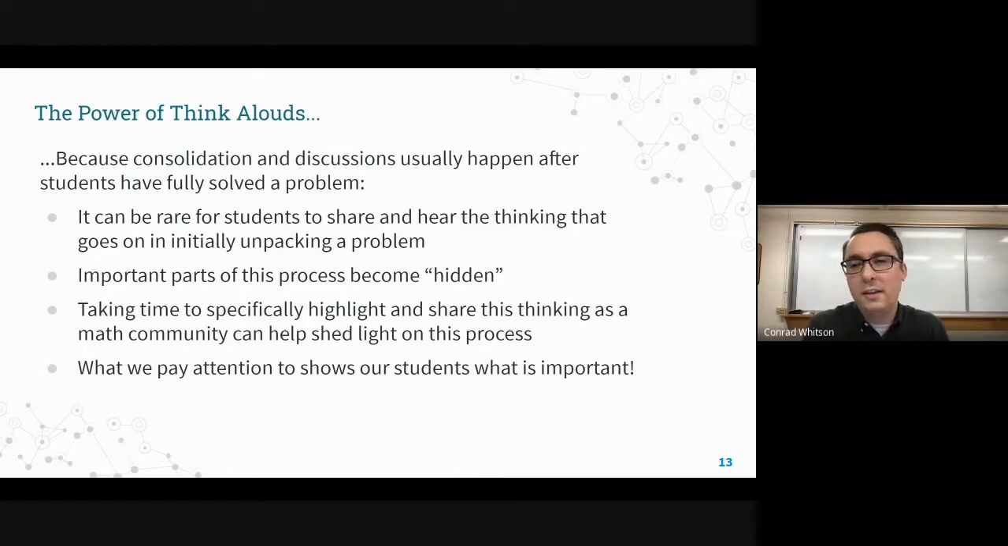One way you might think about slowing down is integrating some think alouds in your math talks or even in your minds-ons before you get into problem solving for the day. Consolidation and discussions, because they happen after students have fully solved the problem, it can be rare that they kind of discuss the thinking that goes on when you're initially unpacking a problem, when you first engage with it and you're figuring out the situation and the context and what you might need to do.